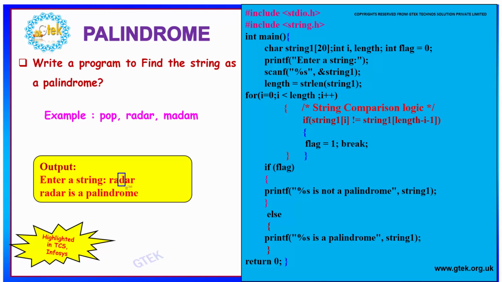So thus our flag is not set since it hasn't satisfied the condition. So our for loop terminates as it is, and the control comes to the else part. Hence we get the answer that the text that we entered in string1 is a palindrome. So radar is a palindrome. Using a program, we have got the output.